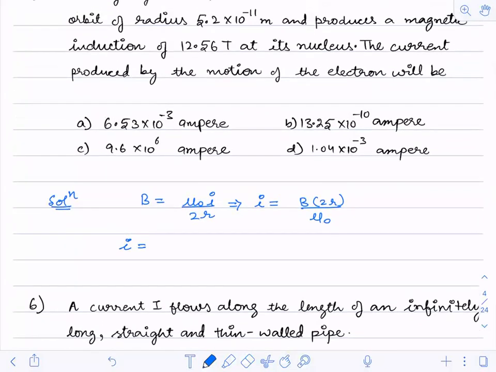So the magnetic field value is 12.56 into 2. What is the radius? Radius is given as 5.2 into 10 to the power minus 11. What is the mu naught value? 4 pi into 10 to the power minus 7. You just solve this and you will get the result. Is it okay?